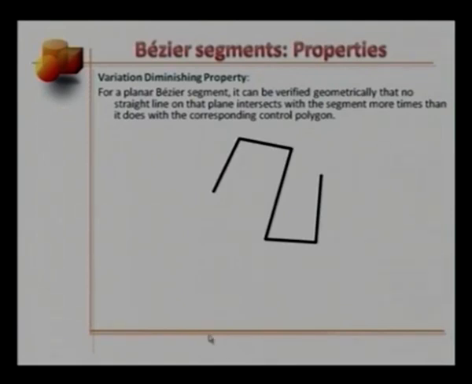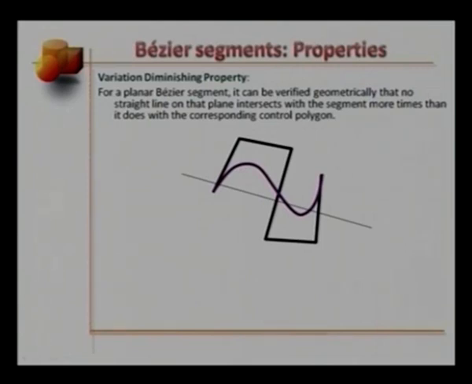Let me start with a generic control polyline again, and let me draw the corresponding Bezier segment. This is a 2-dimensional example. An extension of this example in 3D would always also work. Now let me first draw a line segment that intersects with the control polyline and the Bezier segment. In other words, this line segment is going to be cutting both the control polyline and the Bezier segment.